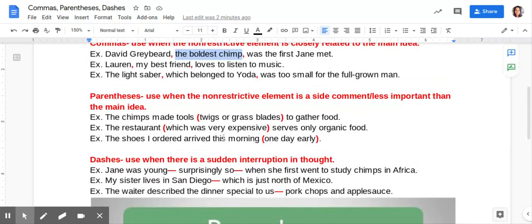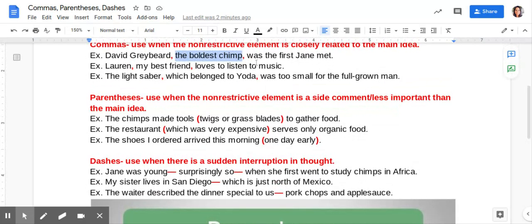So now let's look at parentheses. We know that we use commas when the non-restrictive element is closely related to the main idea. When we look at parentheses, we use those when the non-restrictive element is a side comment or less important than the main idea. So let's look at some examples of this. The chimps made tools (twigs or grass blades) to gather food. So you put parentheses around twigs or grass blades because that's the non-restrictive element. And it's kind of like a side comment here. It's not as important, so that's why it's in parentheses.